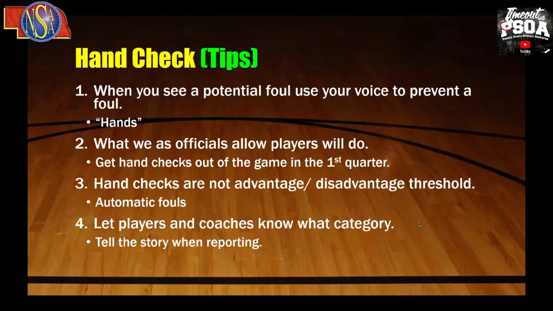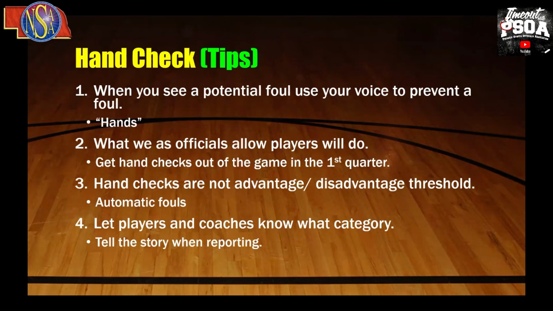Some tips while calling, communicating, and preventing hand checks in a game. Number 1, when you see a potential foul, use your voice to prevent a foul. So that one hand on, if we as officials say hands, and they take the hands off like a hot stove, no foul. We prevented that one hand or hands continuously on. Second, what we as officials allow, players will do.